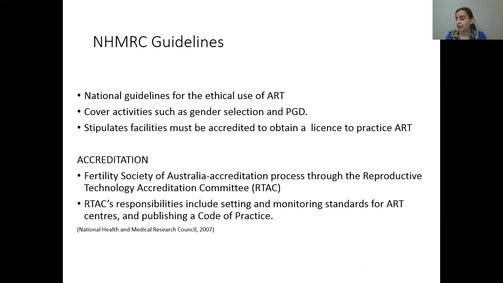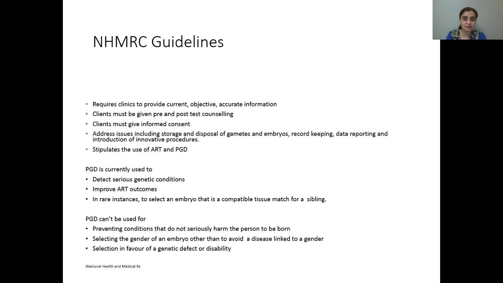And specifically what it says, if we move on to the next slide, is that PGD can be used to detect serious genetic conditions. It can, in rare instances, be used to select an embryo that is a compatible tissue match for a sibling. So this whole idea of, say, your siblings. So under specific circumstances, that is in fact permissible.